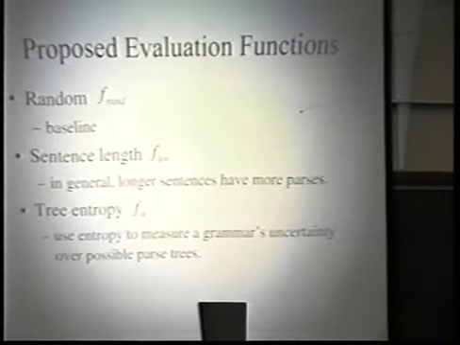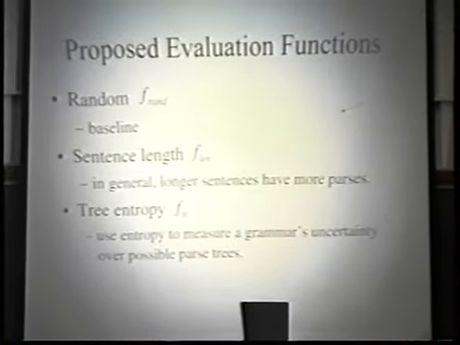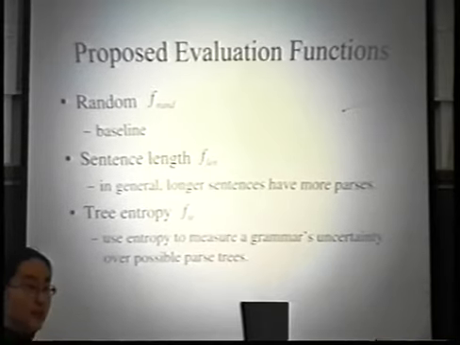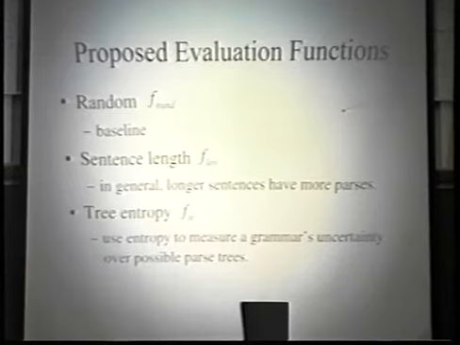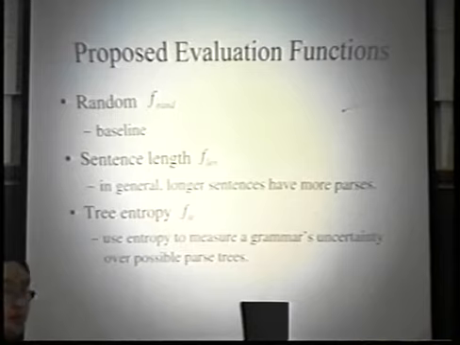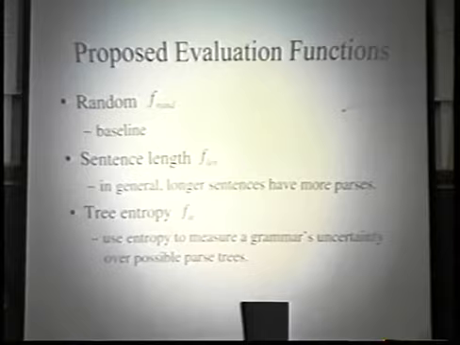In this study, I have proposed 3 evaluation functions. Well, really, the first one is a baseline where we just pick random sentences. The second one, we use sentence length as a criteria on the assumption that maybe longer sentences are more complicated and therefore harder to parse, and maybe they'd be better candidates to be labeled. This particular evaluation function has the advantage that it's very easy to compute.